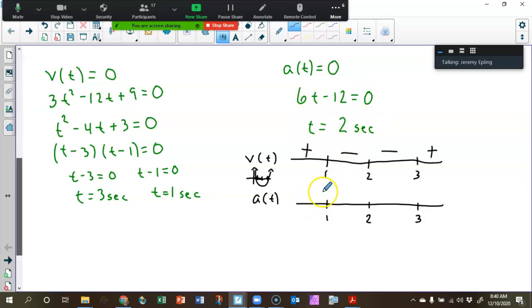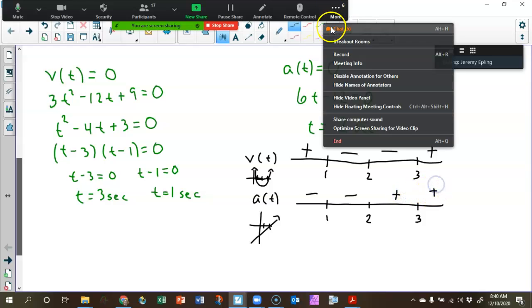Again, for acceleration, you could do the same thing. You could plug in things less than 1, like 0. 6 times 0 minus 12, well, that's negative. Something between 1 and 2, like 1.5. So 9 minus 12, well, that's negative. Or it's just a line, you could draw a graph. Here's our x-intercept at 2. Everything less than 2, our acceleration values are negative. Everything bigger than 2, our acceleration values are positive.